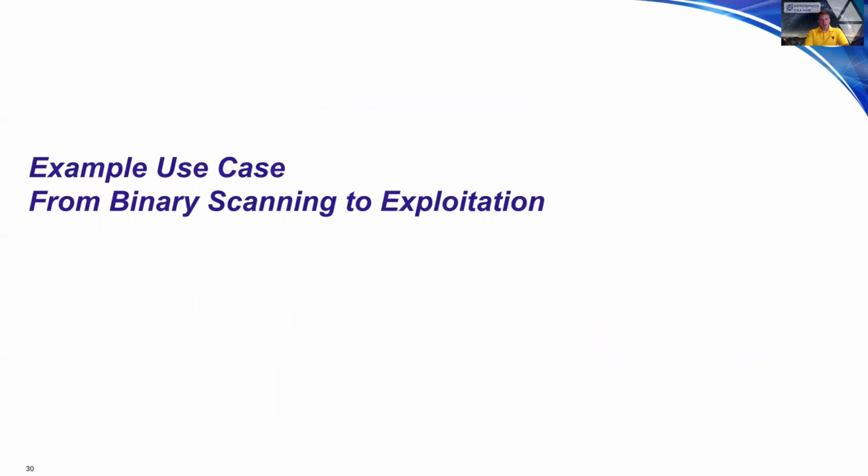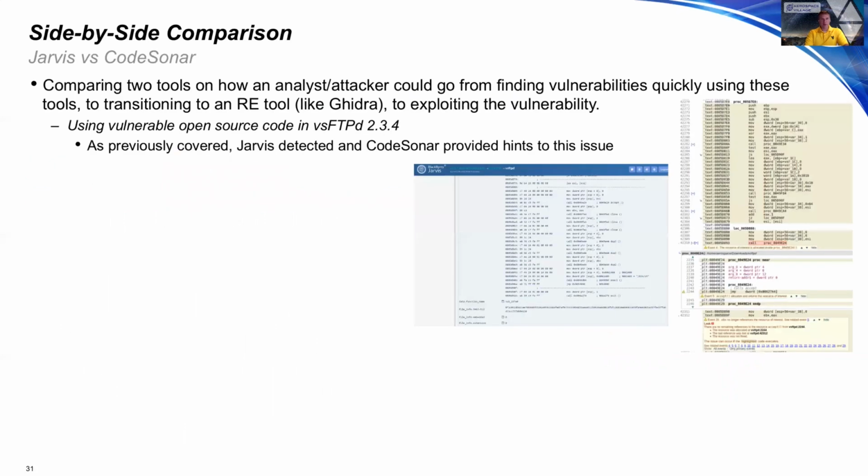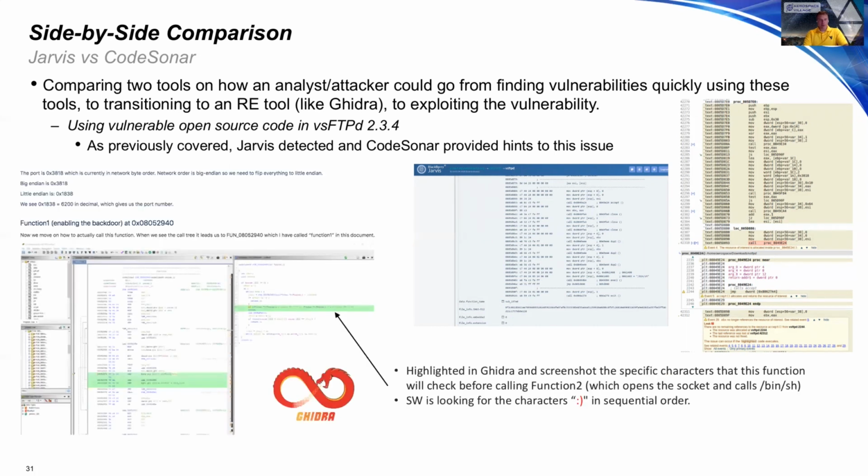So here's an example use case from scanning to exploitation, in a comparative analysis. Let's go to the side-by-side comparison between the two commercial tools that showed the most promise for us, Jarvis and Sonar for binary. We wanted to analyze this vsftpd 2.3.4, and we run it through both tool sets to see what we have. So we find the area of the binary that looks interesting in the memory, and we load it up in Ghidra, and then we dive into it a little bit deeper.